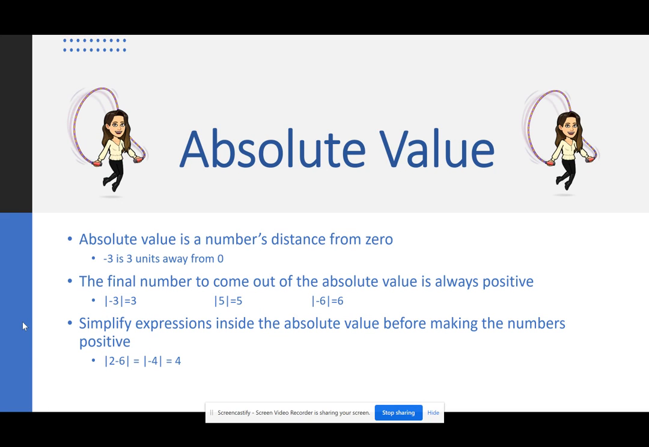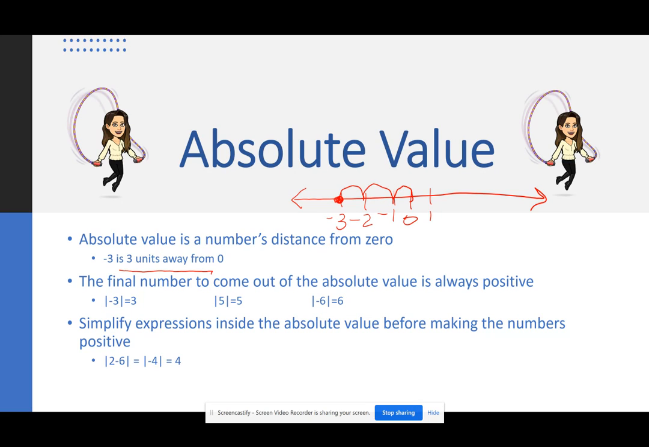So, absolute value. The absolute value is a number's distance from 0. So right here I wrote -3 is 3 units away from 0. So if we look at a number line, we have 0, then 1, -1, -2, -3. So if we're at -3, it's 1, 2, 3 units away from 0. So it's not -3 units away, it's just 3 units away. So that's what we're looking at when we look at absolute value, is what the number's distance is from 0.